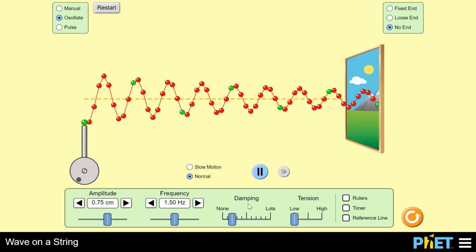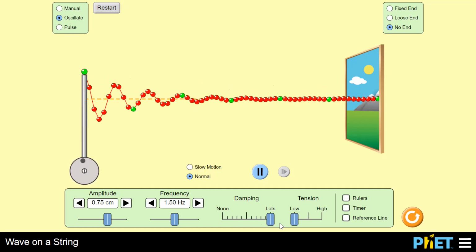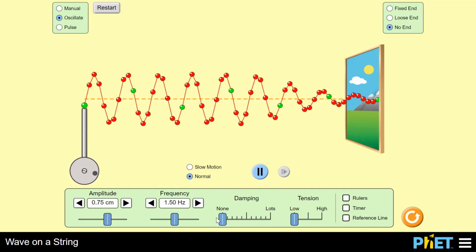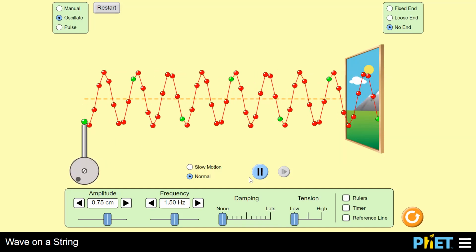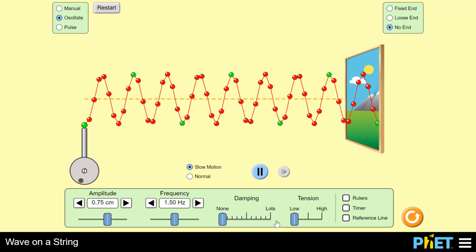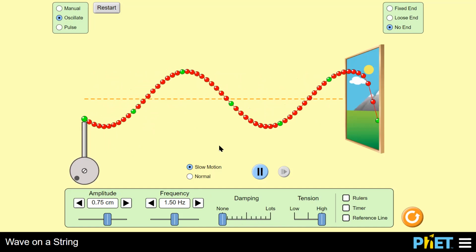Damping, which is the decrease in the amplitude of the oscillation: if you set damping at high, you can see the great decrease in the amplitude. But if you set damping to none, the amplitude does not change, perpetually. So let's put it in slow motion, and tension at high.